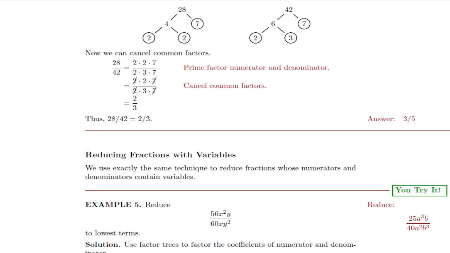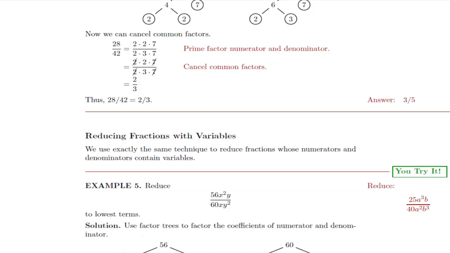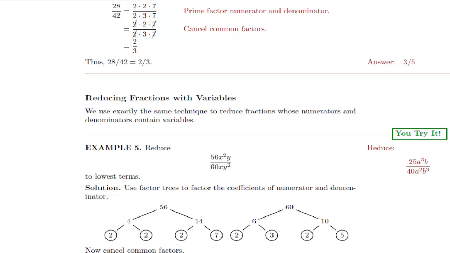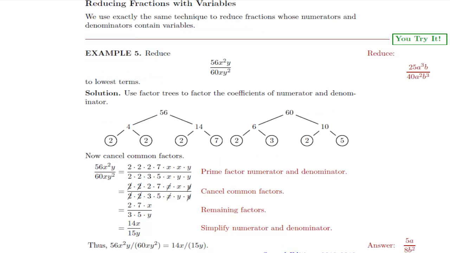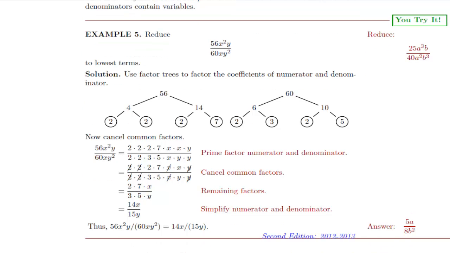Reducing fractions with variables. We use exactly the same technique to reduce fractions whose numerators and denominators contain variables. Example 5. Reduce 56x squared y over 60x y squared to lowest terms. Solution. Use factor trees to factor the coefficients of numerator and denominator. So 56 factors into 4 and 14, 4 into prime factors 2 and 2, and 14 into prime factors 2 and 7. 60 factors into 6 and 10, 6 into prime factors 2 and 3, 10 into prime factors 2 and 5, and we'll cancel the common factors.